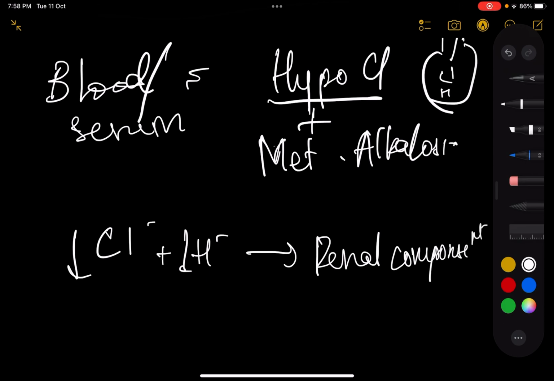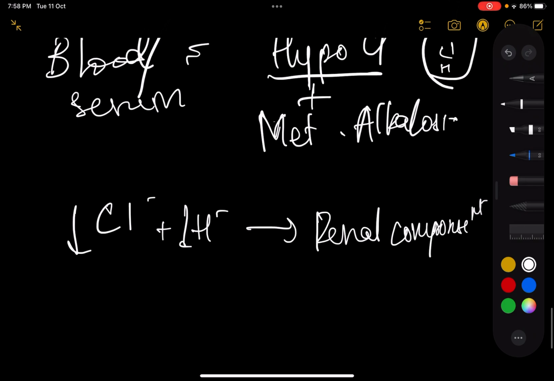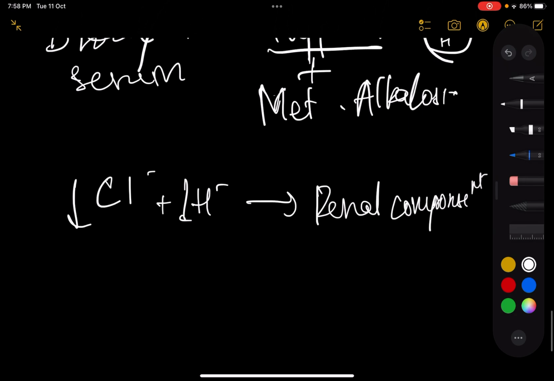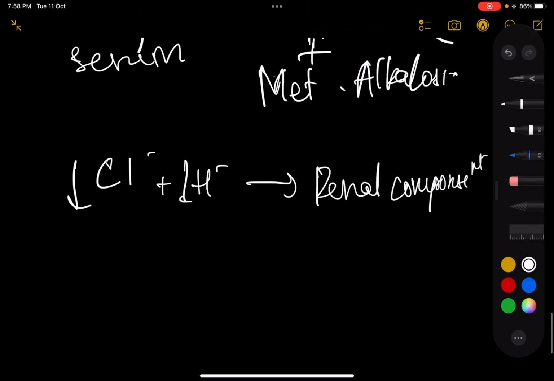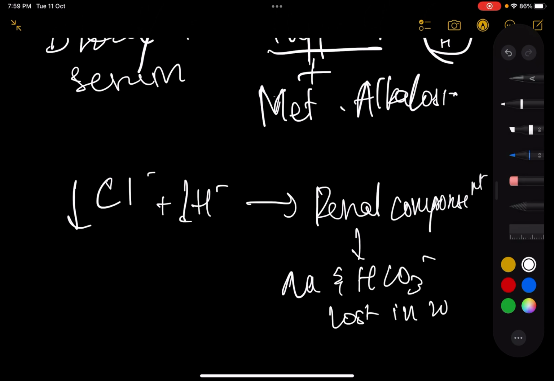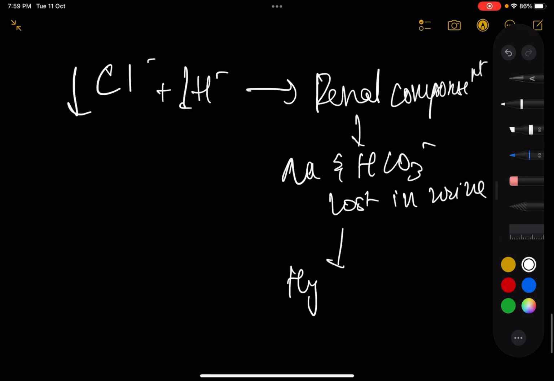Okay, now usually with chlorine some amount of sodium is also lost, but that's not what I'm trying to say. What I'm getting at is that because of renal compensation in metabolic acidosis, we are going to try to reverse that condition. So the renal compensation mechanism begins, and what it aims at is to increase the excretion of bicarbonate. When bicarbonate starts being excreted, sodium and bicarbonate are both lost in the urine, and that leads to hyponatremia.